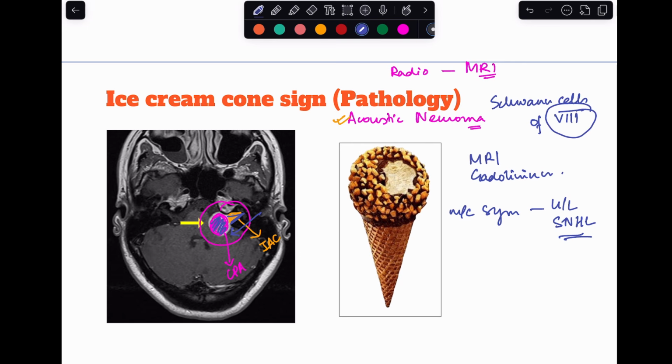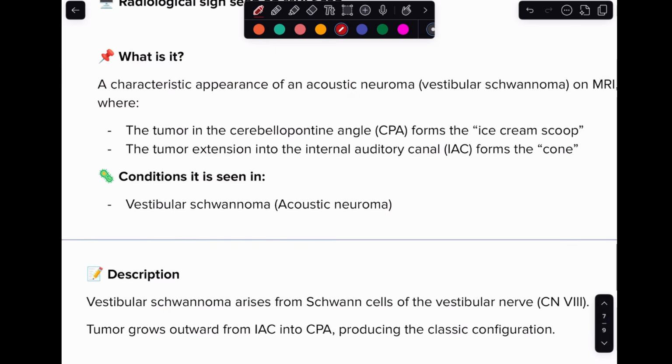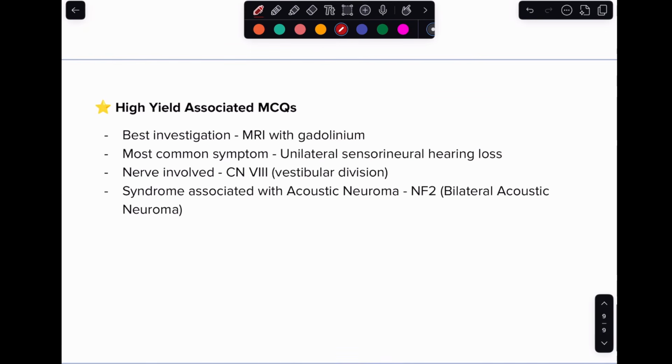Another very important viva question is, could you tell me a syndrome which is associated with acoustic neuroma? This syndrome is neurofibromatosis 2. In neurofibromatosis 2, we see bilateral acoustic neuroma. So what you'll end up seeing is a bilateral ice cream cone appearance on an MRI if it has involved the cerebellopontine angle in cases of neurofibromatosis 2. So that's about the two different ice cream cone signs that you see in ENT.